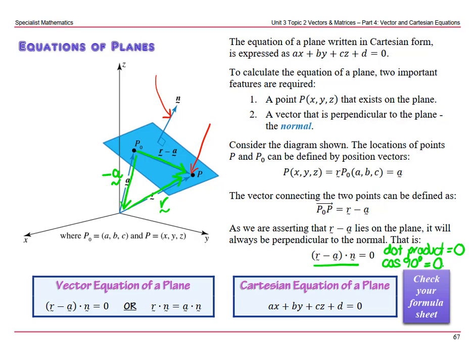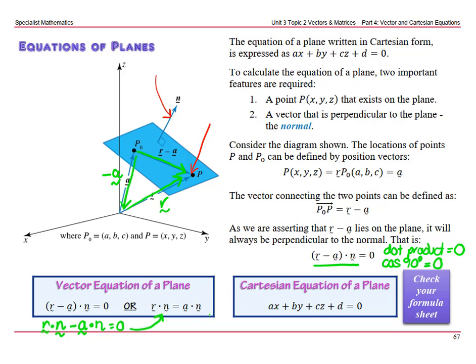So from that, we have the vector equation of a plane being (r minus a) dot n equals 0, or r dot n has to equal a dot n. What we're doing there is expanding our brackets, so r dot n minus a dot n equals 0. That leads to r dot n has to equal a dot n.